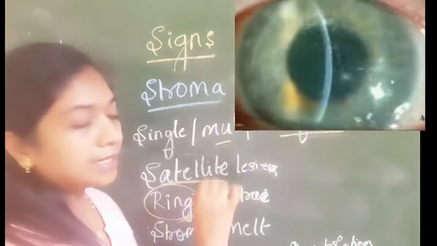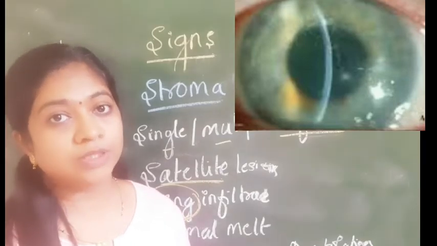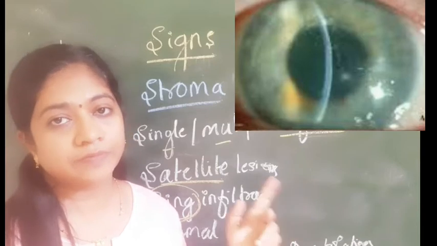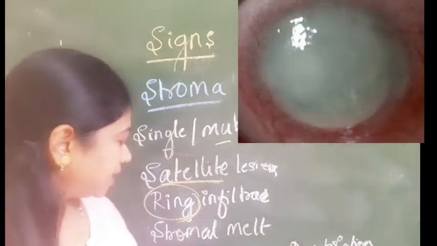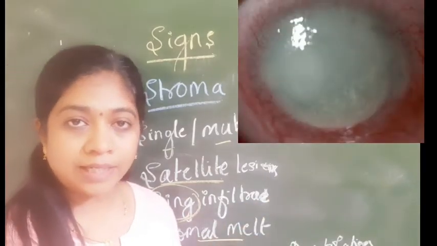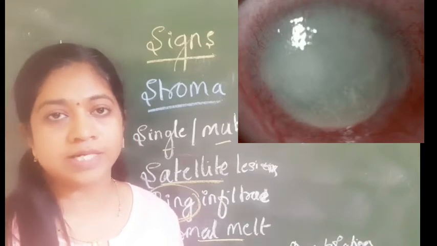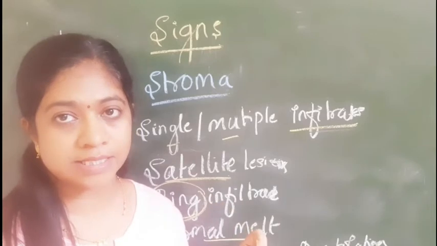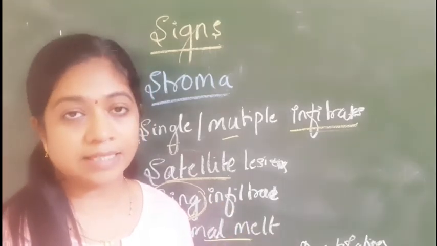There are also satellite lesions which will confuse you with fungal keratitis. So the presence of satellite lesions differentiates between fungal keratitis and acanthamoeba keratitis. There can be stromal melt leading to descemetocele formation as well as perforation of the corneal ulcer. Okay, so these are the epithelial and the stromal signs of the cornea which you see in acanthamoeba keratitis.